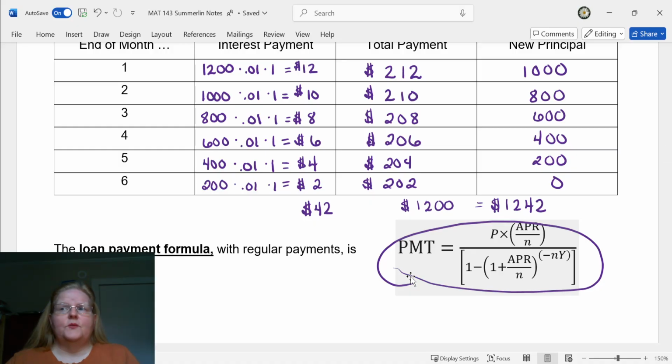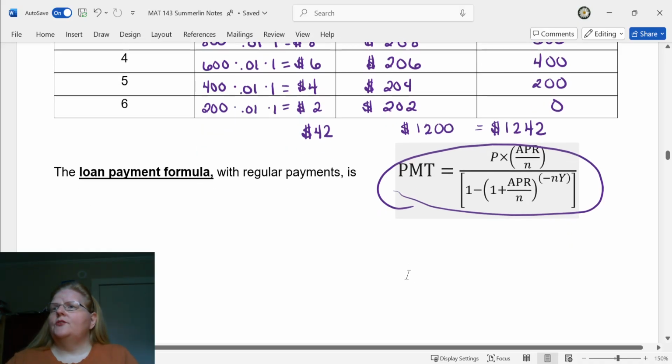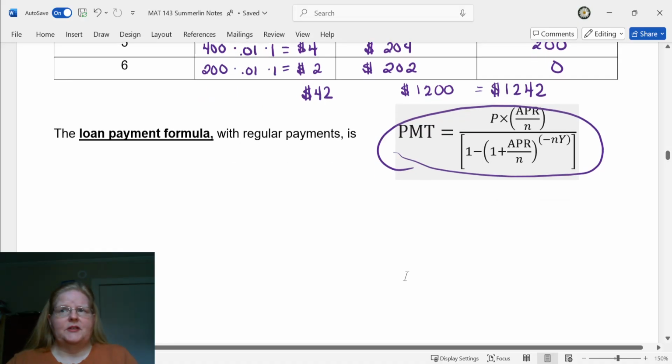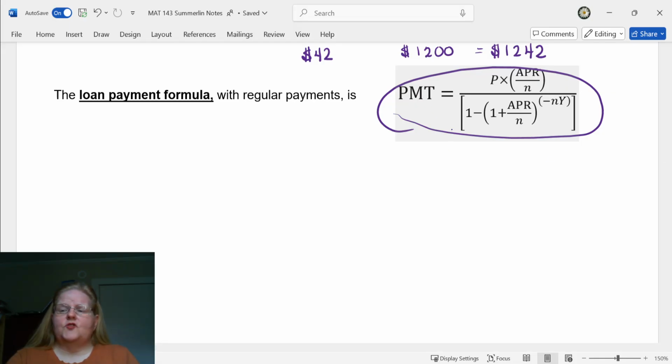They will give you the PMT sometimes. They will ask for the PMT sometimes. They will give you the P sometimes. They will ask for the P sometimes. Usually all the other numbers are given to you. The loan payment formula is just like it says. Everything works the same. The caution that I have for you is that this really is a minus sign, and this one up here really is a negative sign. So you have to be careful in your calculators, no matter which one you're using, to make sure you're pressing the negative when it's a negative and the minus when it's a minus.